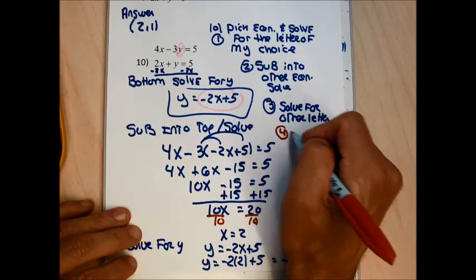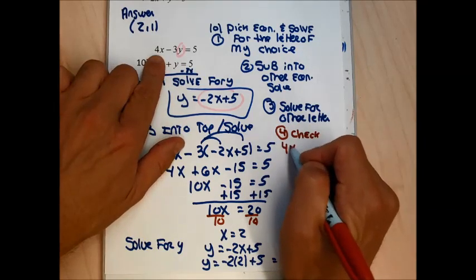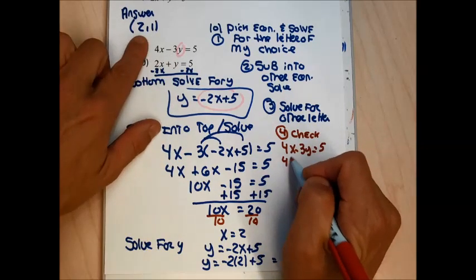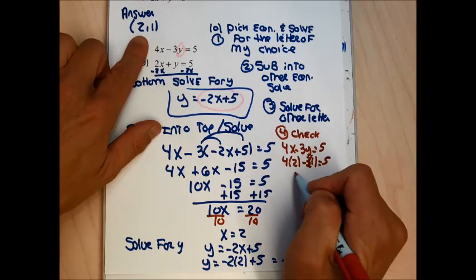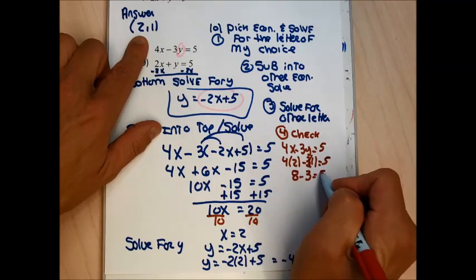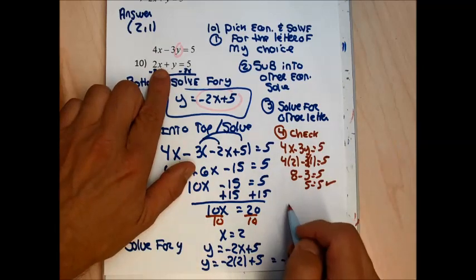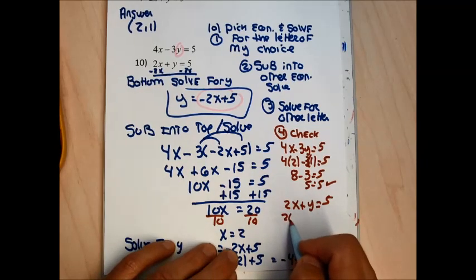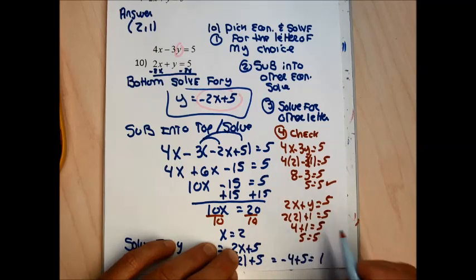So for 4, it's optional, checking. Into the top equation, which is 4x minus 3y equals 5, I'm going to plug in 2 for x and 1 for y, and make sure I get a true statement. This gives me 8 minus 3 equals 5, which is 5 equals 5, so that checks. And into the bottom equation, which is 2x plus y equals 5, I'm also going to plug in 2 for x and 1 for y. That's going to give me 4 plus 1 equals 5, which simplifies to 5 equals 5.